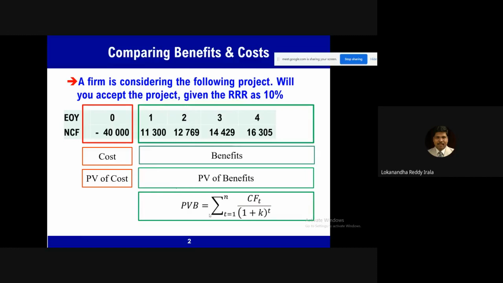Now, the present value of benefits can be calculated like this. You take the cash flow in every year and divide it by (1 plus k) to the power of the year in which it happens. Here k is 10%. That means for the first year, cash flows are discounted for 1 year. The cash flows in the second year are discounted for 2 years, the third year for 3 years, and so on. You add all these discounted cash flows, and you get the present value of benefits. Whereas the present value of cost is the same, because it is already in year 0. You need not do anything to find it out. It will simply be equal to 40,000.